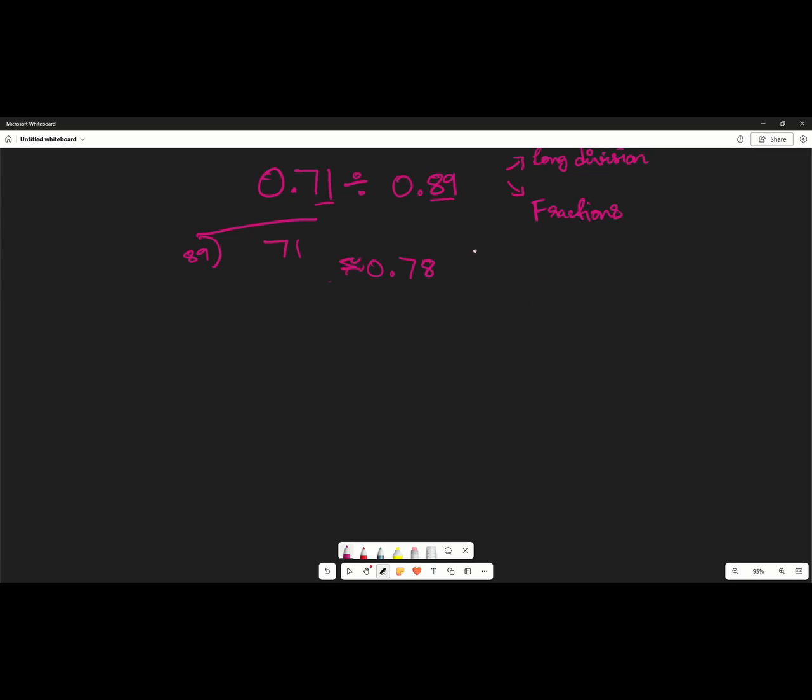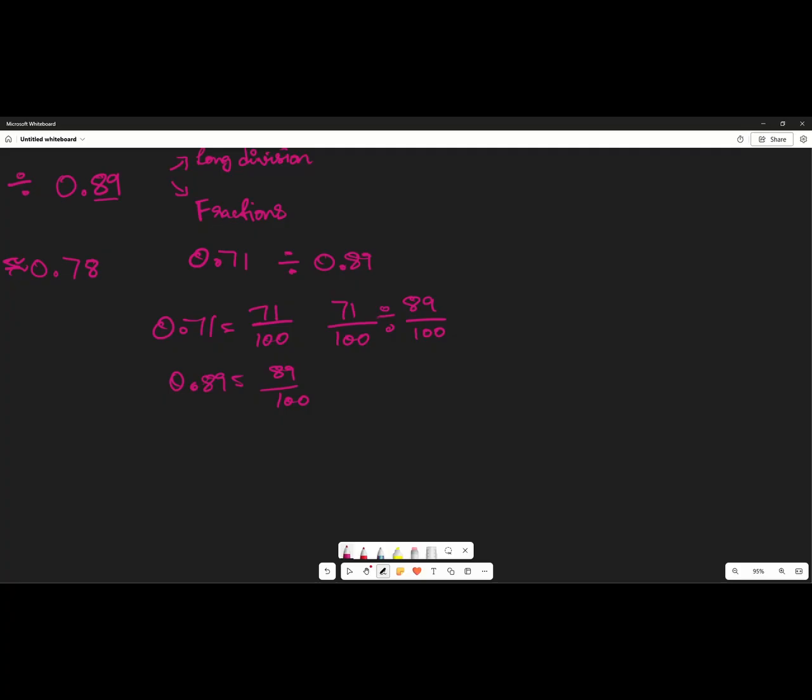The other way you can do it is 0.71 divided by 0.89. You write this as a fraction. 0.71 is equal to 71 by 100, and 0.89 is equal to 89 by 100. Then you divide, so 71 by 100 divided by 89 by 100.